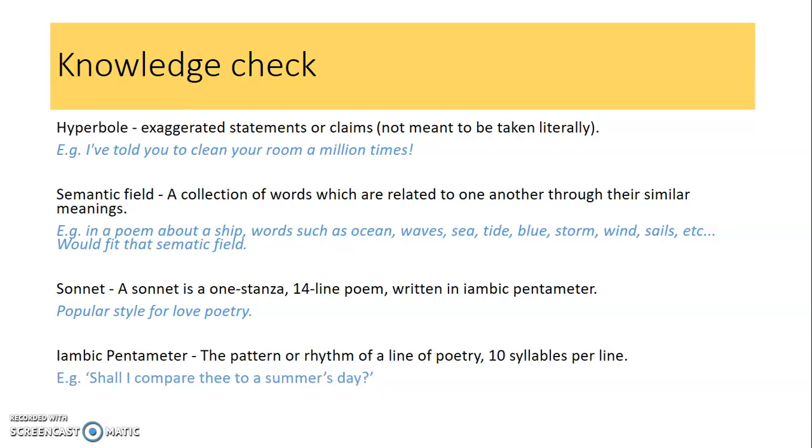Final one then, iambic pentameter, which again links to that sonnet. This is the pattern or rhythm of a line of poetry. It's where each line has 10 syllables. So I've put the example here. This is a famous line from a sonnet. Shall I compare thee to a summer's day?